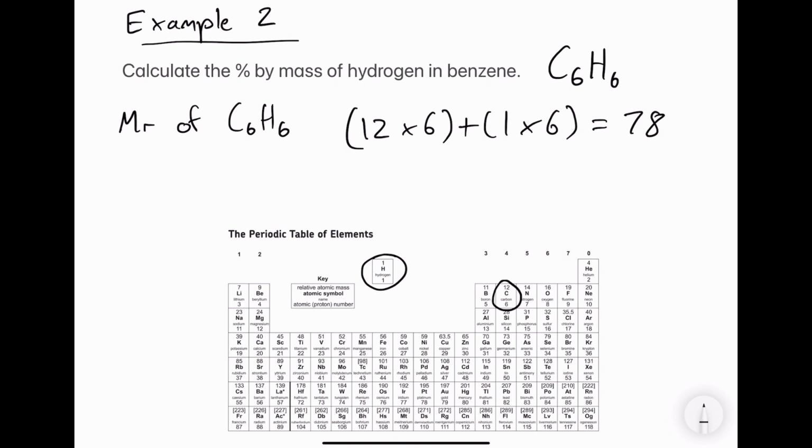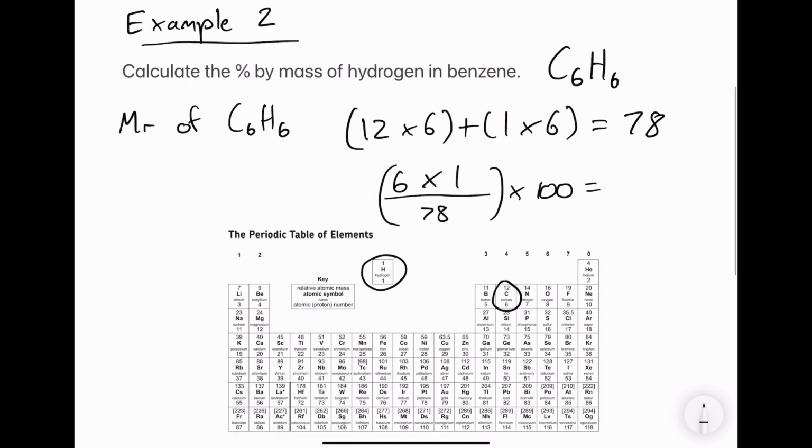We then multiply the number of atoms of hydrogen in the chemical formula of benzene, which is 6, by the Ar of hydrogen, which is 1. We divide this by the Mr of benzene, which is 78, and to turn into a percentage, we multiply the whole thing by 100, and this gives us a percentage of 7.69%. So by mass, benzene is 7.69% hydrogen.